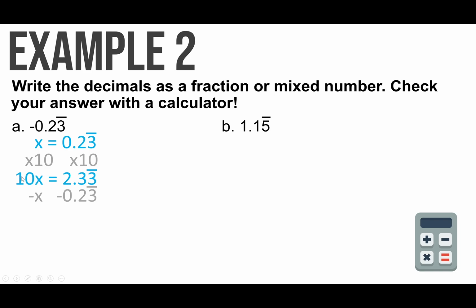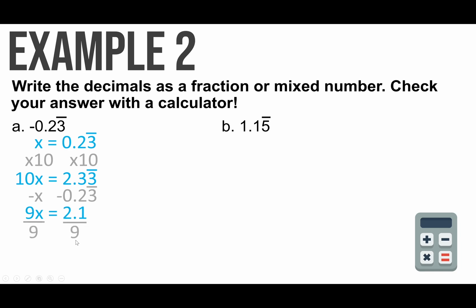Okay, so 10x minus x is 9x. And then 2.3333 minus the 0.23, that's going to give you 2.1. Because 3 minus 3 is 0, and 3 minus 2 is 1. 2 minus 0 is 2. Okay, once I have this, I have a couple more steps. I'm going to divide both sides by 9 because I want to get x by itself. So divide by 9 and divide by 9.